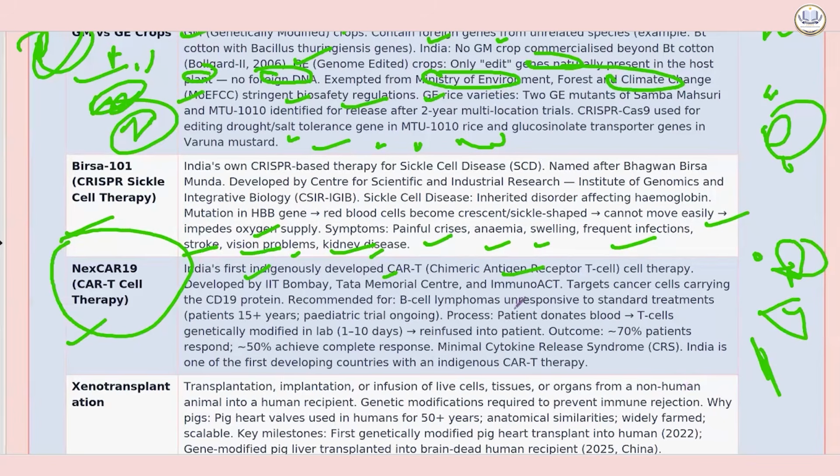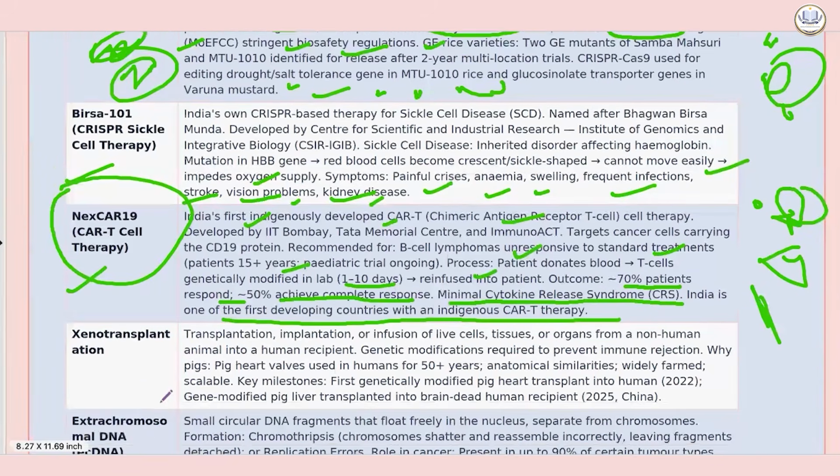Process: the patient donates blood, T cells are genetically modified in the lab, and infused into the patient. Outcome: almost 70% of patients respond, 50% achieve complete response. Minimal cytokine release syndrome. India is one of the first developing countries with an indigenous CAR T therapy.